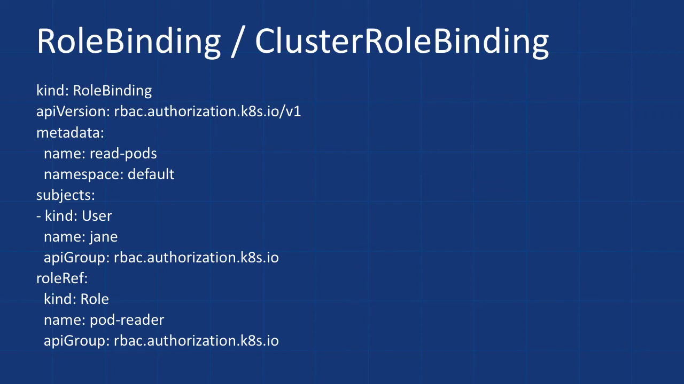So this is a role binding, and you can see that it's taking the role of pod reader and binding user Jane to that pod reader. It's doing it inside of an object named read pods, and this is being bound in the namespace default. Now at the very bottom where it says role ref, that kind could be a cluster role just as easily, and it would still be able to be bound into that namespace default.